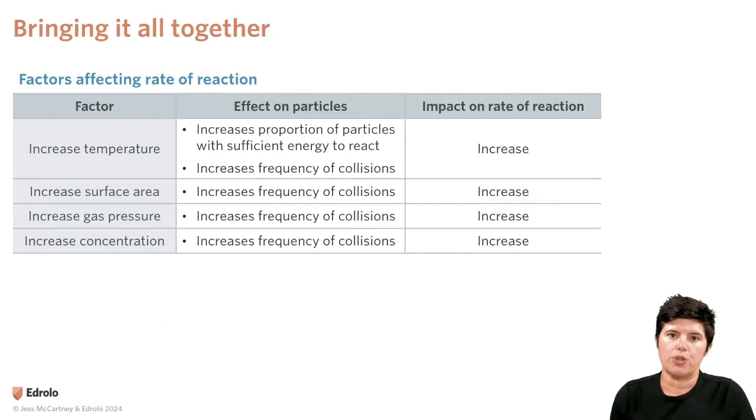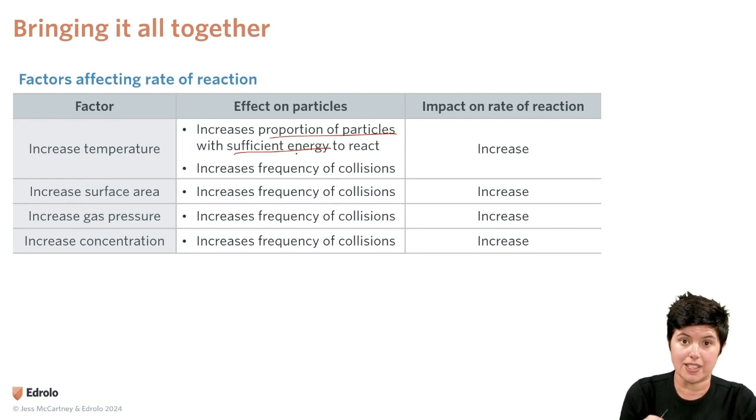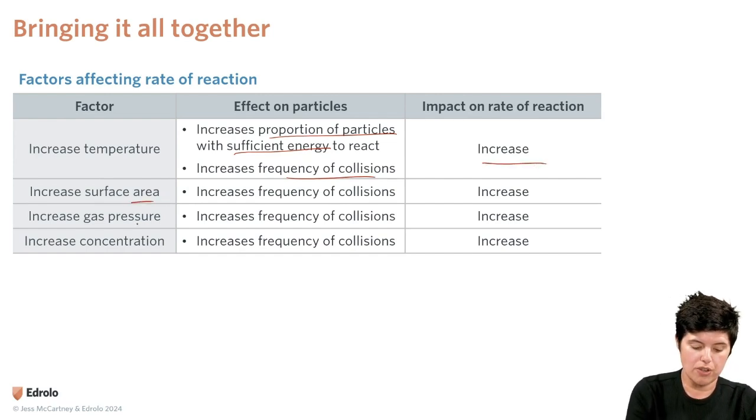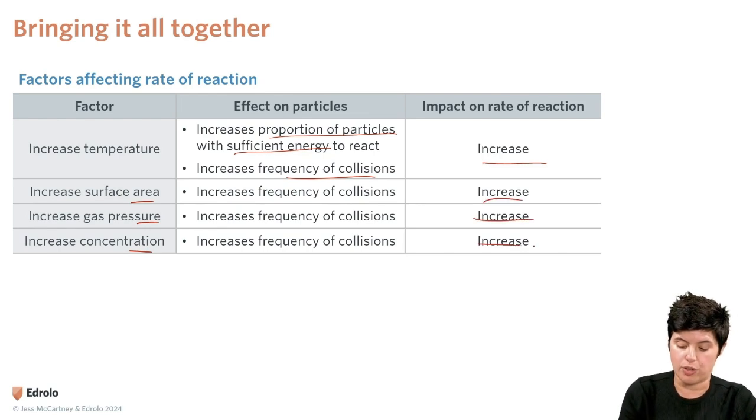So this table is really good to bring everything that we've learnt today together. It just makes it nice and neat in terms of the collision theory and how each of these affects the rate of reaction. So we have the factor, which is the temperature. Now, if we are increasing the temperature, it increases the proportion of particles with sufficient energy. That is the only factor that does that, and it also increases the frequency of collisions. Therefore, it increases the rate of reaction. All the other ones, so surface area, gas pressure, and concentration, all increase the frequency of collisions. It doesn't affect the kinetic energy, but this will all increase the rate of reaction.